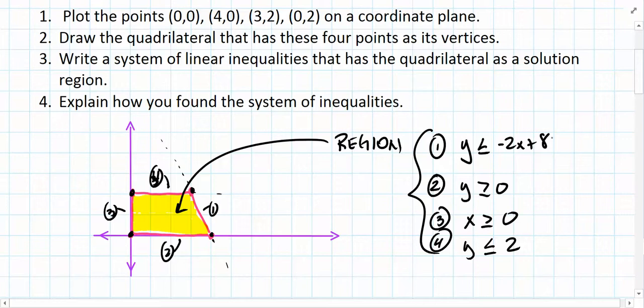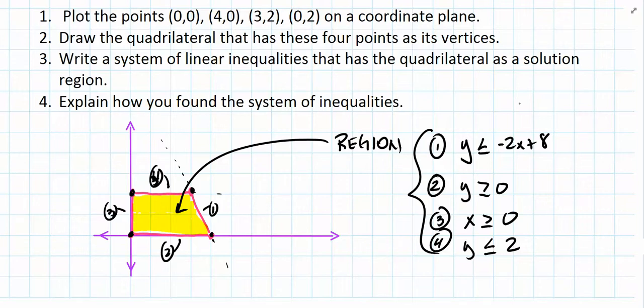Absolutely. So ladies and gentlemen, this right here describes the system that puts all the answers inside that region, that solution region. So any point you pick inside that region will do what to the system? It'll be true. You'll have 4 true statements for each of those inequalities in your system.